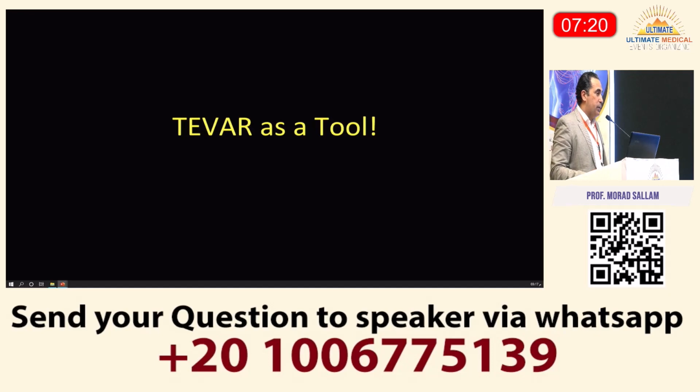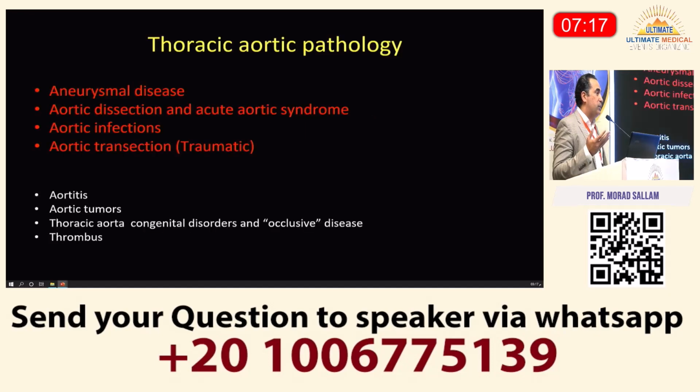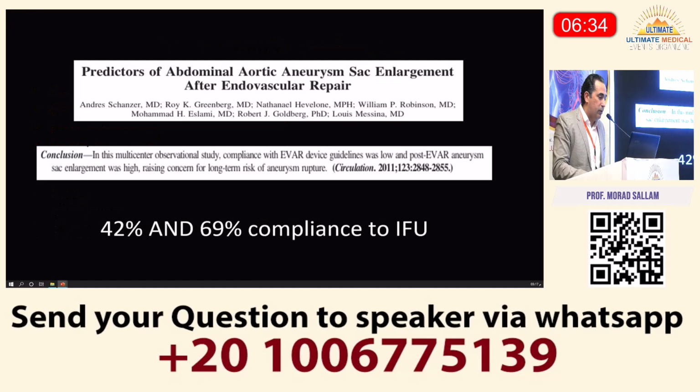First of all, TVAR, or thoracic stent graft, is a tool that we use in multiple pathologies. It has been designed primarily to treat aneurysmal disease. All of the IFU has been initially designed for aneurysmal disease rather than anything else, and tested for that, with very few exceptions of certain devices. This is what we treat: aneurysmal disease, aortic dissection and acute aortic syndrome, aortic infections with mycotic aneurysms, and aortic transection in trauma. We also sometimes treat aortitis and aortic tumors, thoracic aortic congenital disorders with occlusive disease, and sometimes a shaggy aorta or a thrombus embolizing. You might want to trap that. So, multiple usage of a thoracic stent graft.